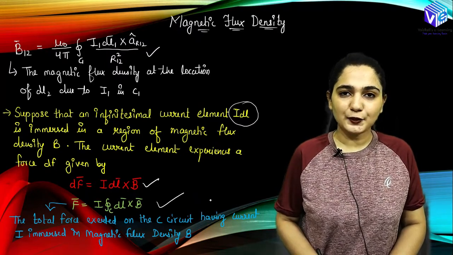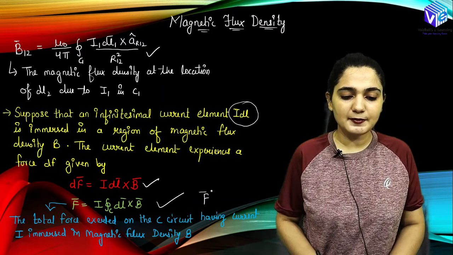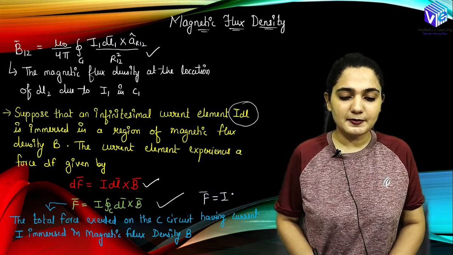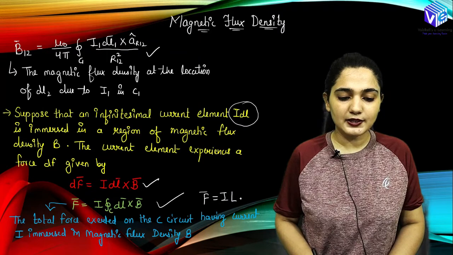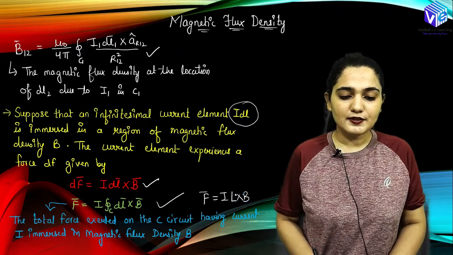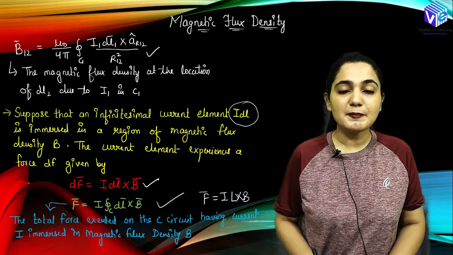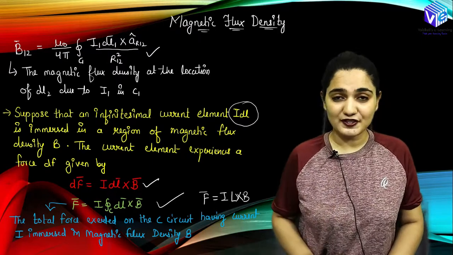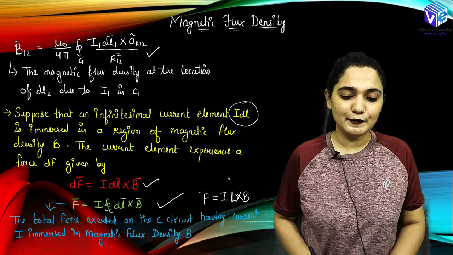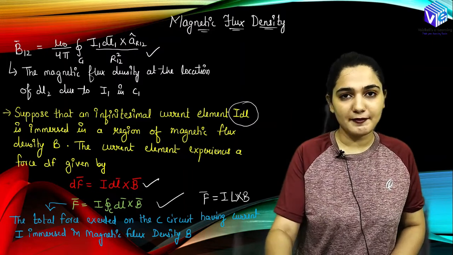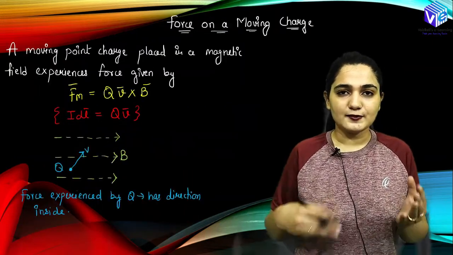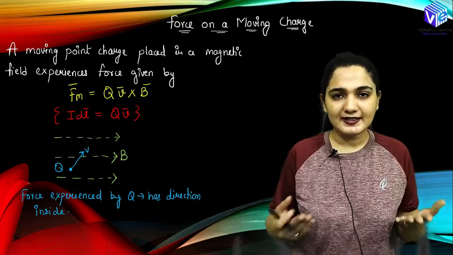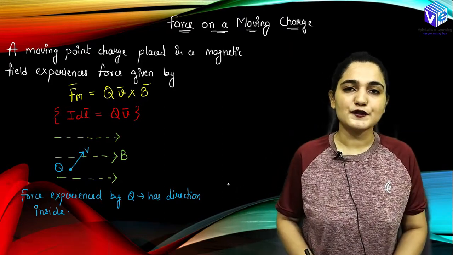So if I have the total length L, how can I represent the force? Force can be represented as I, this is the total length L, cross B. So you can remember it as BIL, B-I-L, right? So you should remember the position of the cross product as well, right? So I L cross B, it is force. And if you want to remember it or you just want to put it in your brain, you can remember it as force is equal to BIL.